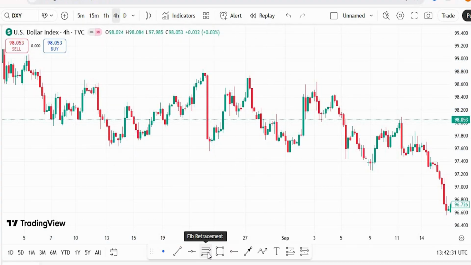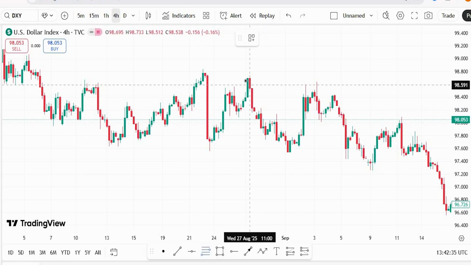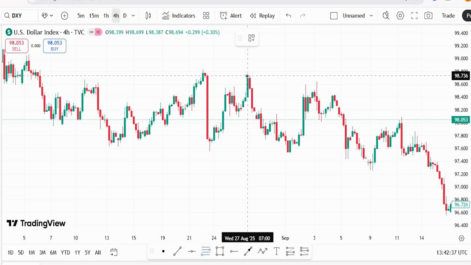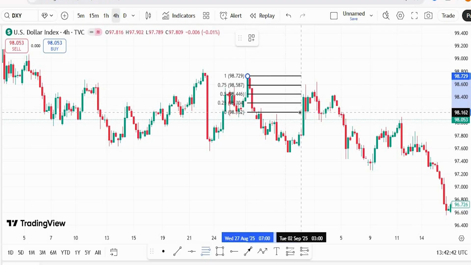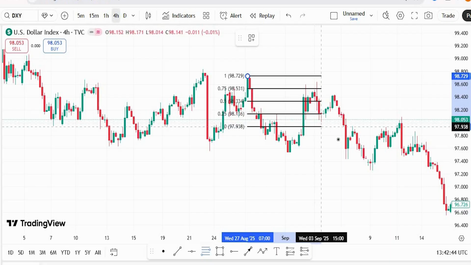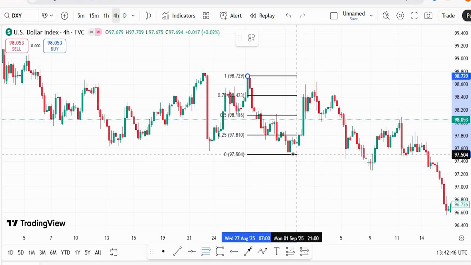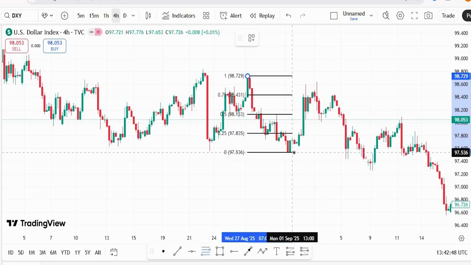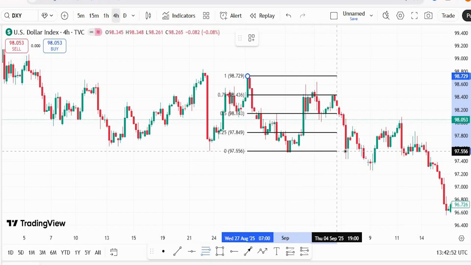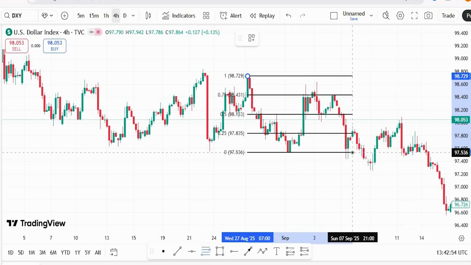Now what we will do, let's suppose we put the Fibonacci retracement at this high, extend it to this low, and now we will extend it to the right, so we could see again the levels are clear.